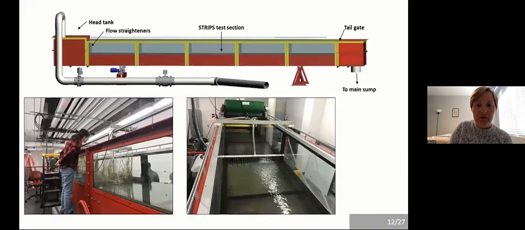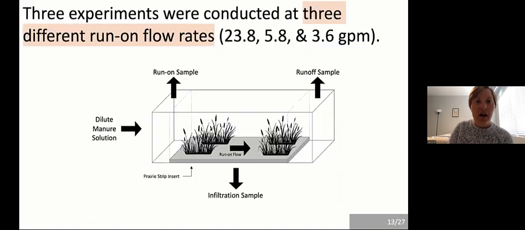So we do have data for the infiltrated samples. But again, the size of the strip was only about 4 inches. So we didn't see a lot of actual filtration or retention in the soils as much as we did with that surface flow.